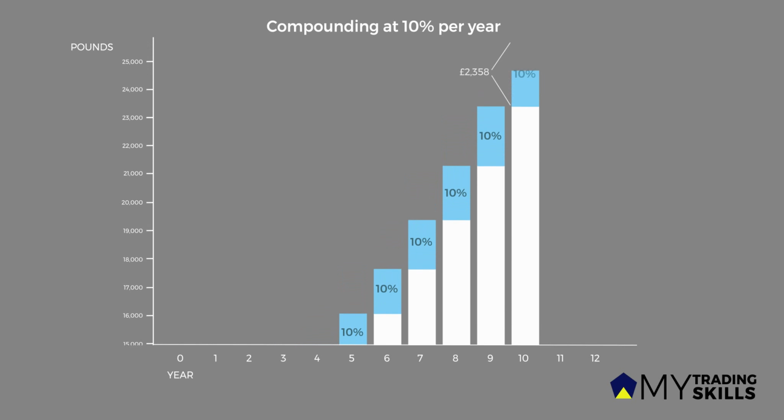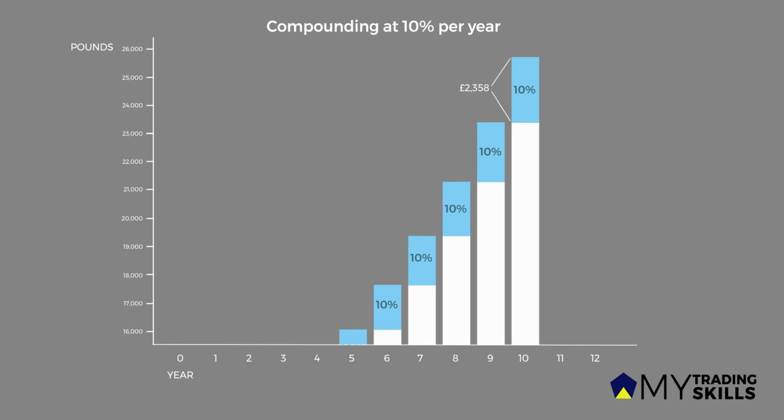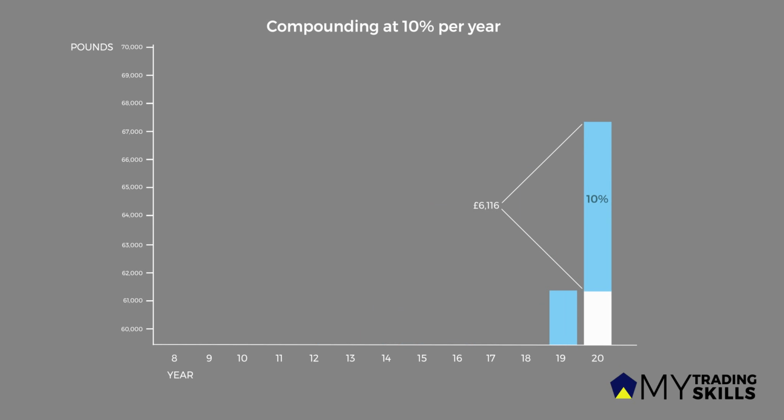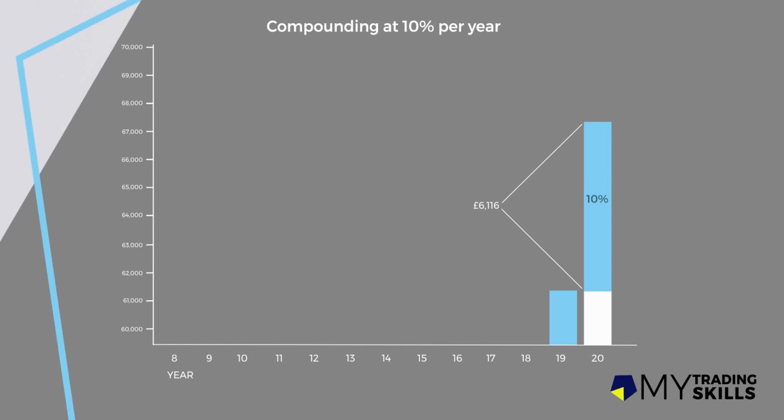In year 10, a 10% return is generating £2,358, and in year 20, the return will be £6,116, and the total capital pot will have grown nearly sixfold. That's quite something. Are there any other differences?